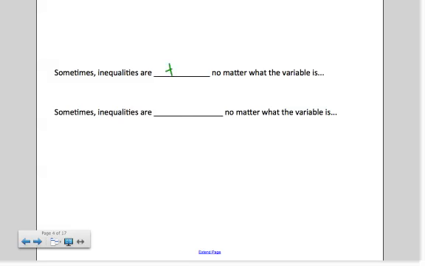Sometimes inequalities are true no matter what the variable is. Like, let's say I said 2 is less than 3. That's true all the time, right? Because 2 is less than 3. And sometimes inequalities are false no matter what the variable is. Like if I said 1 is greater than 7. That's false. This is wrong, okay? Wrong, okay? That's wrong, and this is a right statement.